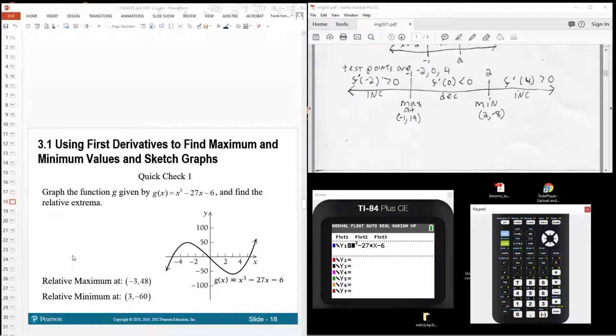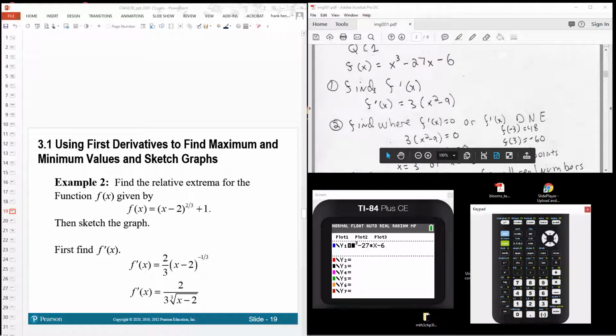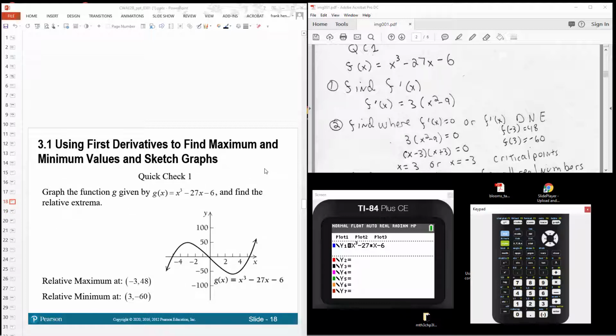And this one here, I'll graph the function and find the extrema. Just looking at it here, they tell us where the maximum and the minimum are going to be. So the first thing I do is I find the derivative. So I find that here. Here. So I found that derivative there.